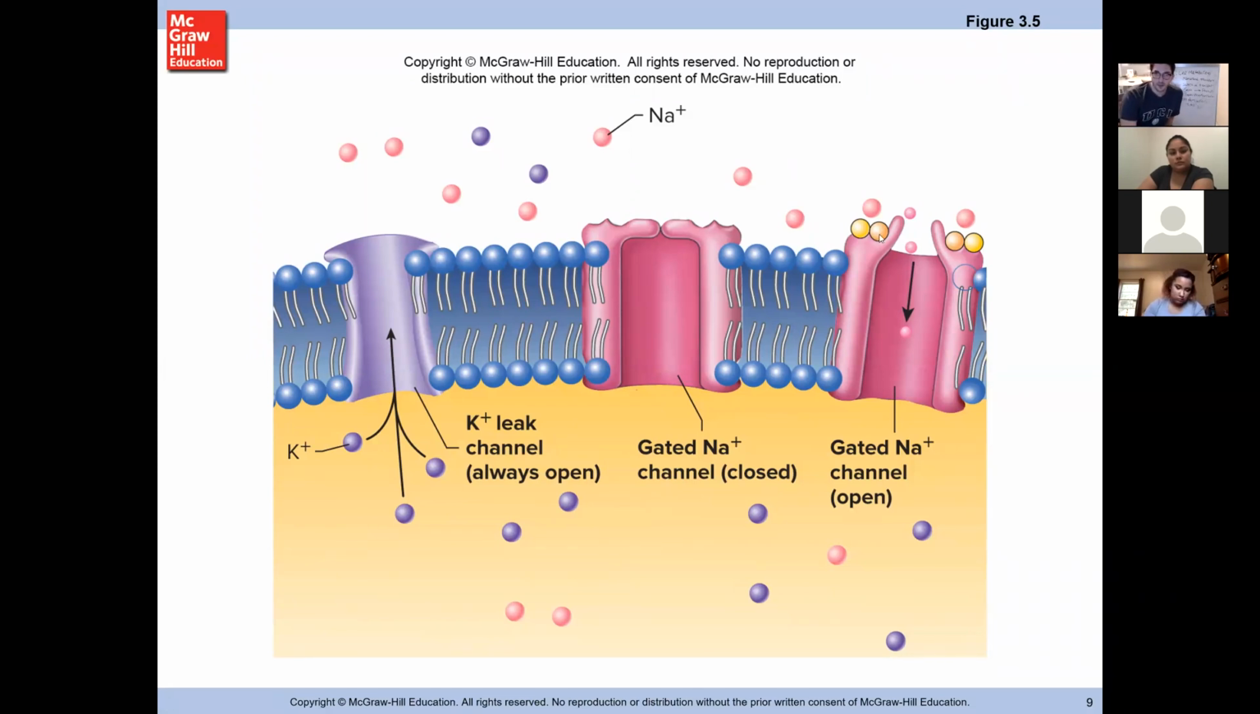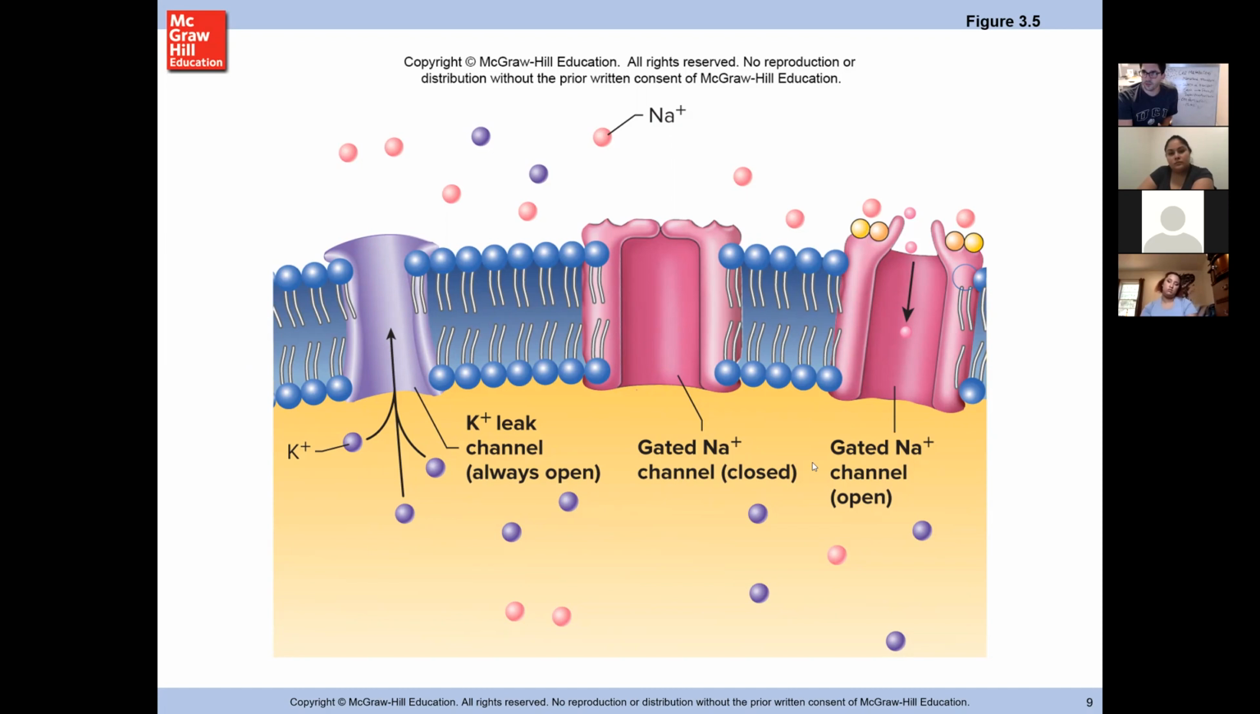But then over here on this pink protein, this pink sodium channel is what we call a gated channel. And it needs energy to open up, right? So if you add some phosphate molecules from ATP, which is what we're seeing here with these little yellow spheres, those activate and open the sodium channel.